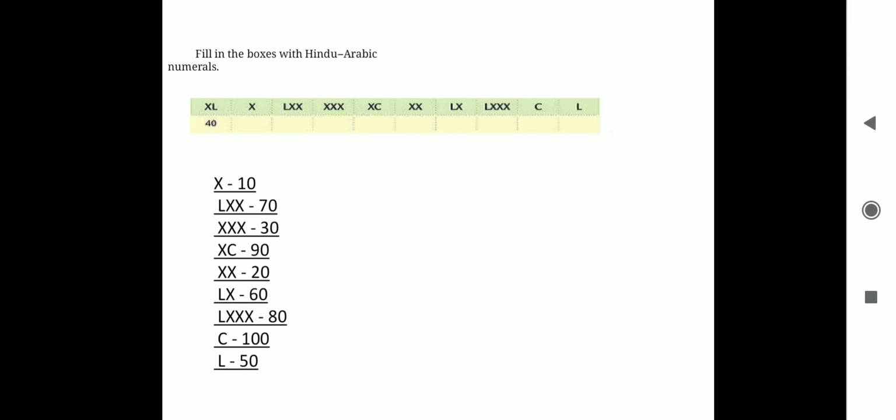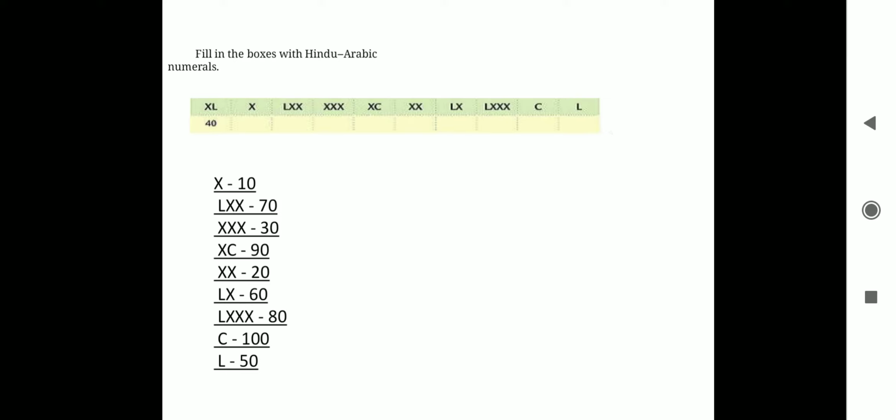Here, fill in the blanks with Hindu-Arabic and Roman numerals. Children, we have learnt the numerals, that there are basic symbols which you need to keep in mind, that is 1, 5, 10, then we have 50, 100, 1000, like that. I, V, X, L, C, D, M. These are the 7 symbols.